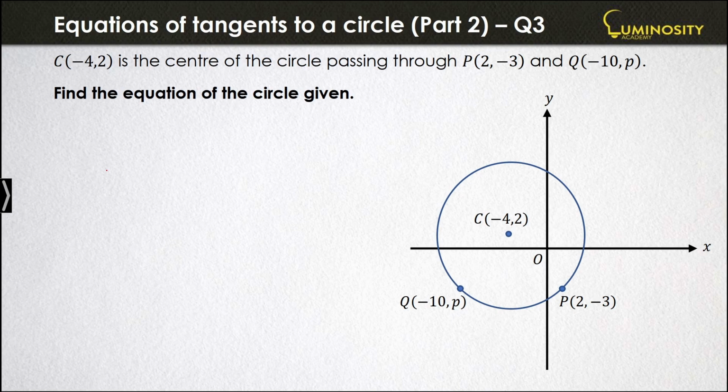We're given a circle that has a center of (-4, 2), and it passes through the points P, which is (2, -3), and Q, which is (-10, p). Find the equation of the circle given.